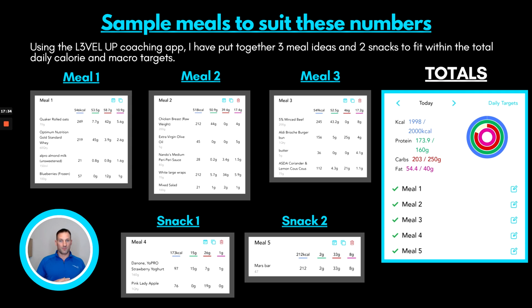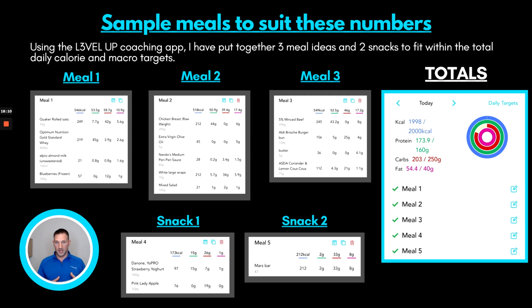So on to meal 3, we've got some 5% minced beef. Okay, we've got an Aldi brioche burger bun, we've got some butter, and we've got some couscous. So I've just found a supermarket from the UK, Asda, coriander and lemon couscous, and we've got a total for that meal of 549 calories up here. We've got 52.5 grams of protein. So again, almost spot on to the gram with that meal in terms of calories and protein.